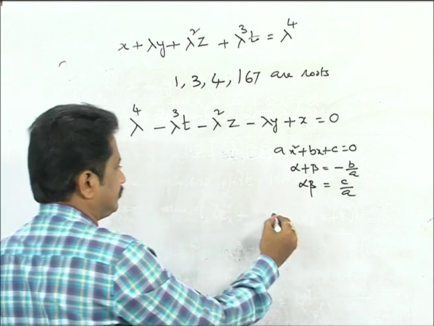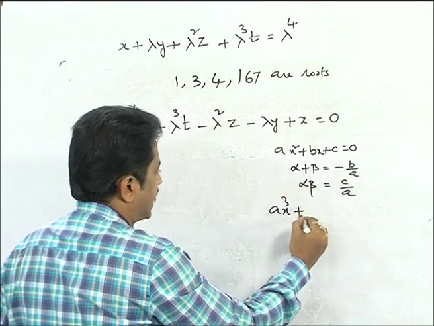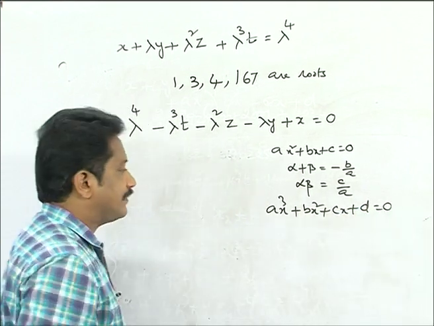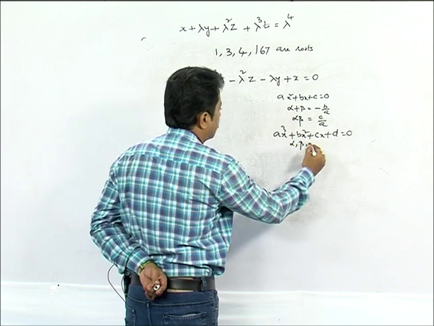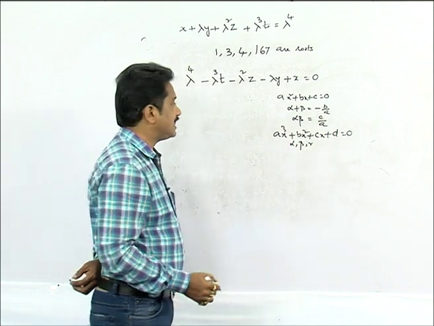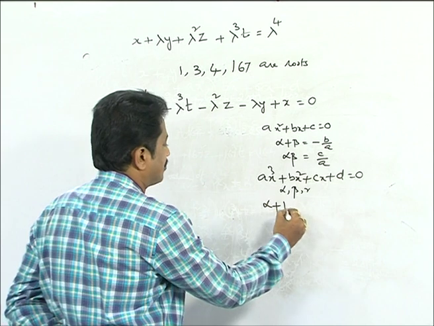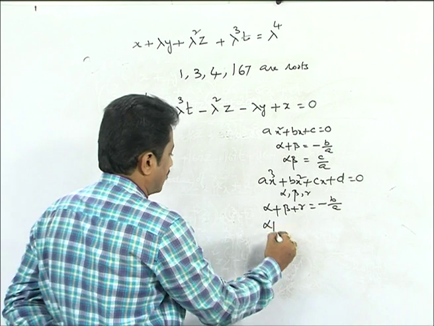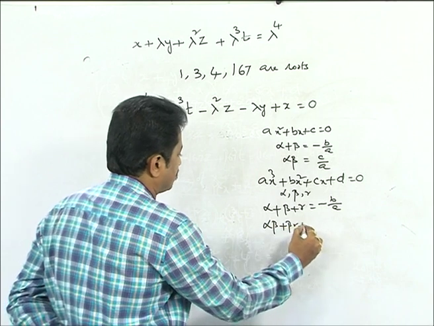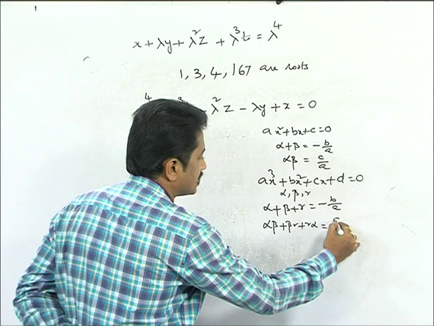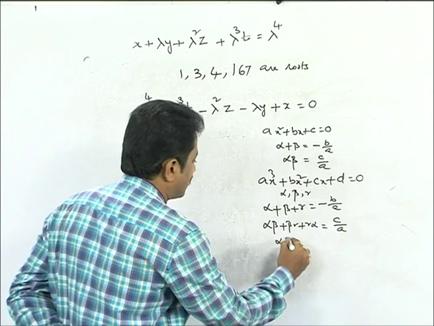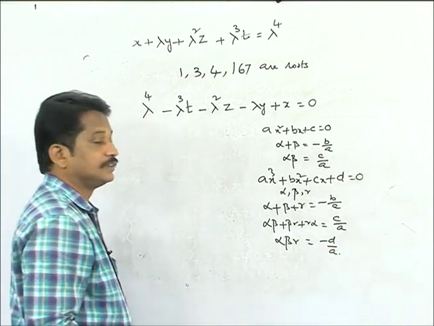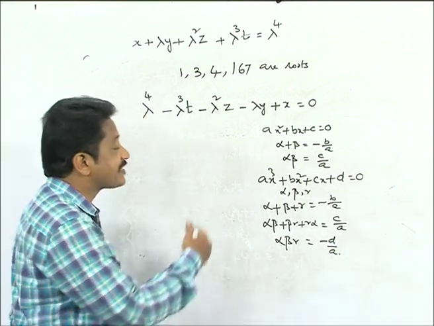For third degree, ax cube plus bx square plus cx plus d. If alpha, beta, gamma are the roots, then what is the relation between them? Alpha plus beta plus gamma is minus b by a. Alpha beta plus beta gamma plus gamma alpha equals c by a. Alpha beta gamma equals minus d by a. Now, I am going to extend this.